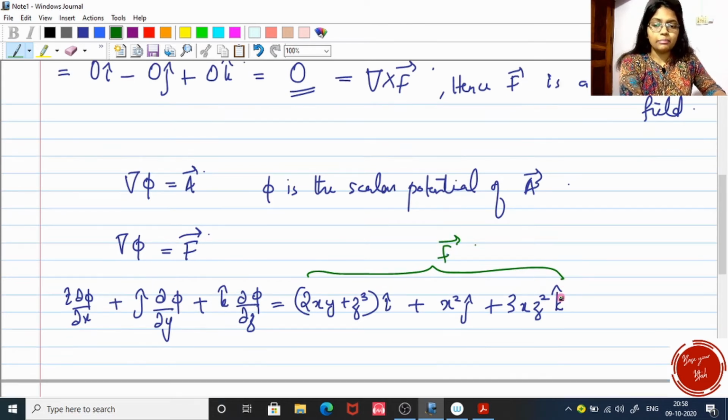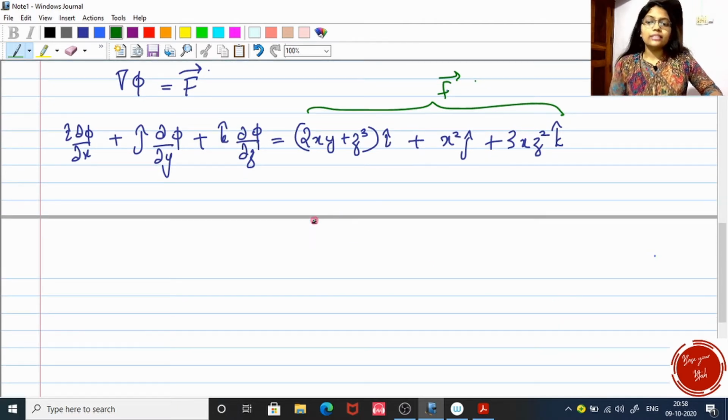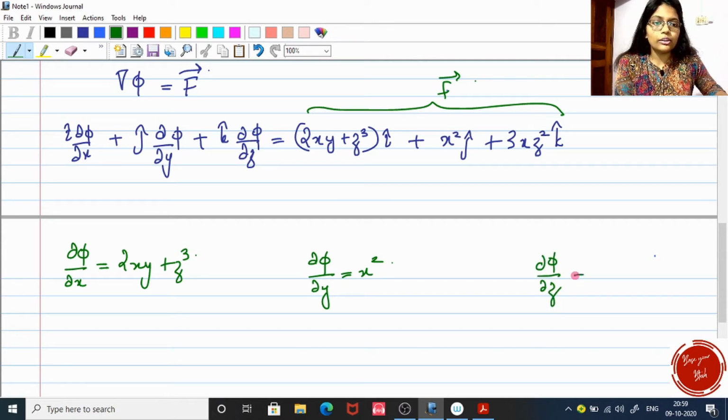Now the next step is to compare the LHS and RHS. Why? Because on both sides you can see each vector. So let's compare the i components, j components and k components separately. Here the i component is dou phi by dou x in the LHS, and in the RHS the i component is 2xy plus z cube. Next, the j component in the LHS is dou phi by dou y, which is equal to x square, and dou phi by dou z is equal to 3x z square, isn't it?